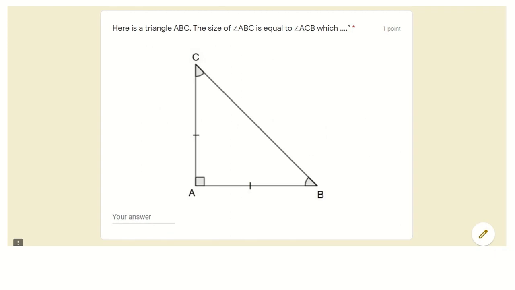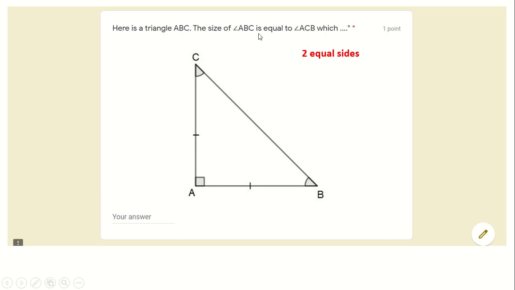Next, we have here a triangle ABC. The size of angle ABC is equal to angle ACB, which is blank degrees. Take a look at the symbol in the picture. The line AC equals line AB, so two equal sides. And we have also this information.